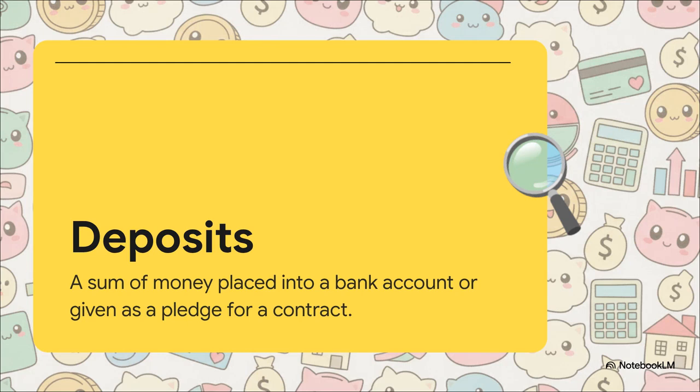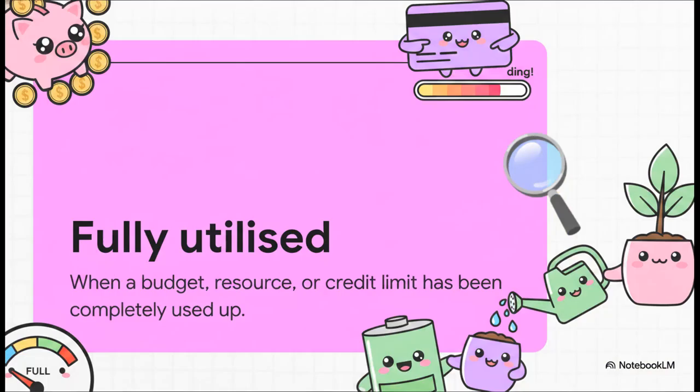Deposits. A deposit is a sum of money placed securely into a bank account, or it can also refer to money given up front as a pledge to secure a contract or purchase. Fully utilized. When a facility or account is fully utilized, it means that a budget, a specific resource, or a credit limit has been completely used up with absolutely nothing left over.